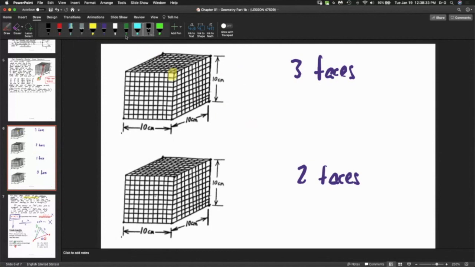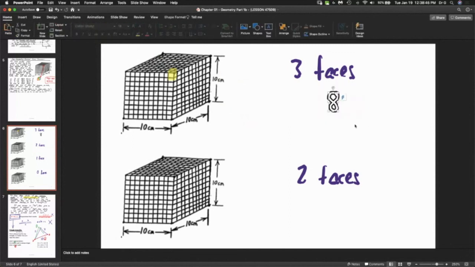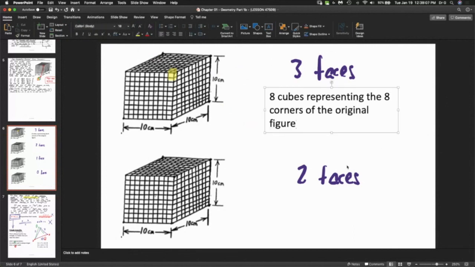8 is correct. Very good, people. And the way that we get that, it's all the corners. Very good. I'm going to type this. I'm not going to write it. Okay? That's a very good comment there.